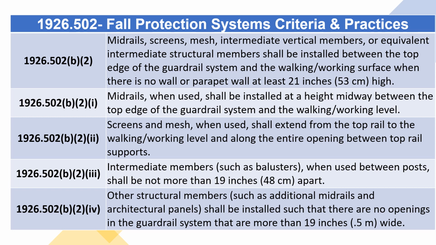1926.502(b)(2)(i) through (iv) Mid-rails, when used, shall be installed at a height midway between the top edge of the guardrail system and the walking/working level. Screens and mesh, when used, shall extend from the top rail to the walking/working level and along the entire opening between top rail supports. Intermediate members, such as balusters, when used between posts, shall be not more than 19 inches (48 centimeters) apart. Other structural members, such as additional mid-rails and architectural panels, shall be installed such that there are no openings in the guardrail system that are more than 19 inches (0.5 m) wide.